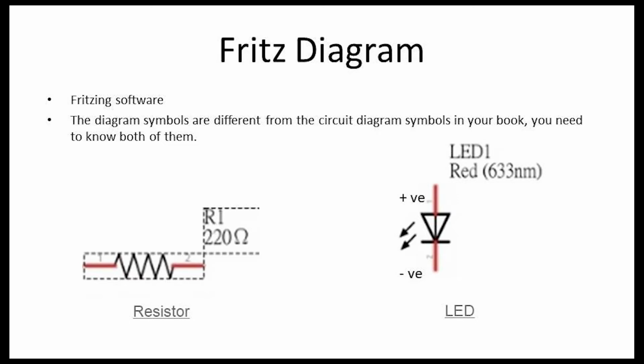The Fritz diagram for a resistor is a squiggly line, while the LED is a triangle with a line at its apex. 2 arrows will be shown to indicate that the LED emits light. The diagram also indicates a positive and negative end to the LED. The bottom of the triangle denotes the positive end, while the apex of the triangle with a bar denotes the negative side of the LED.